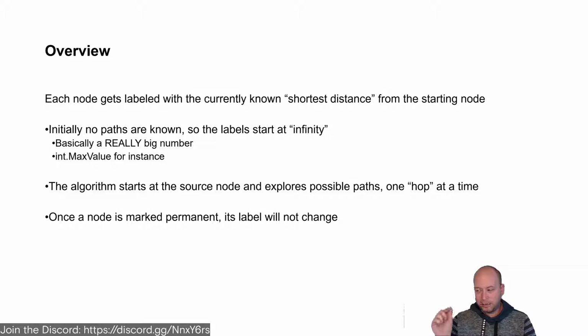And we start at the source node, and now we start to look at things one hop at a time. So we start at a source node, and we inspect all of its connected nodes. Once we've explored every adjacent node, we mark that node as permanent. We can do this with a flag, or we can take it out of the unvisited set and put it into the visited set, along with the shortest path that we've been talking about.